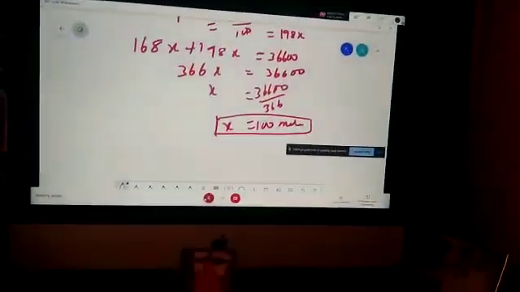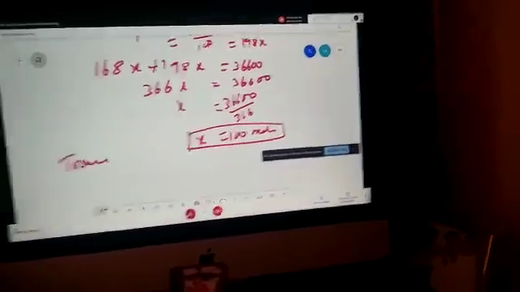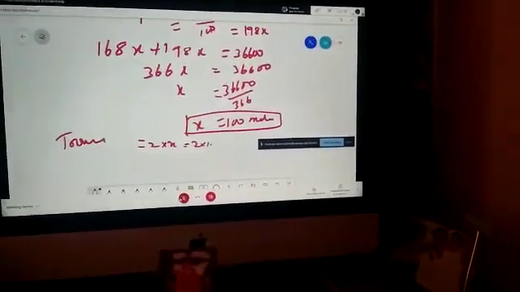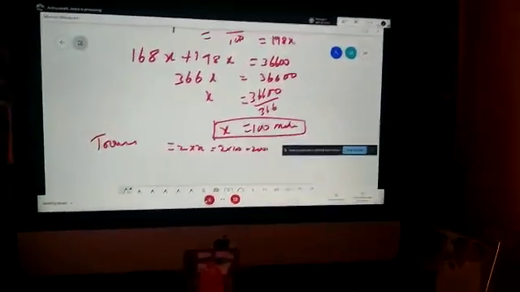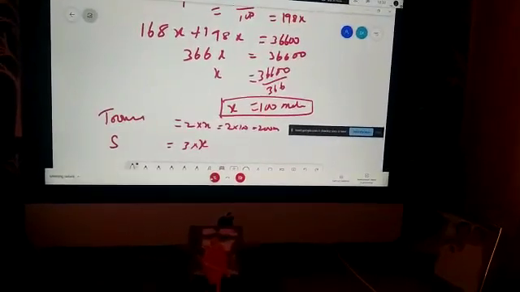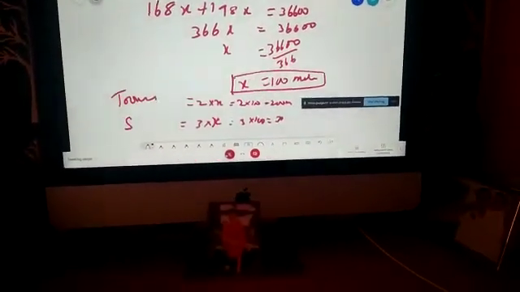According to the question, trouser is 2x. So trouser will be 2 into x, 2 into 100, 200 meters. Okay, shirt. Shirt will be 3 into x. 3 into x means 3 into 100, 300. That's all. This sum is a little bit tough.